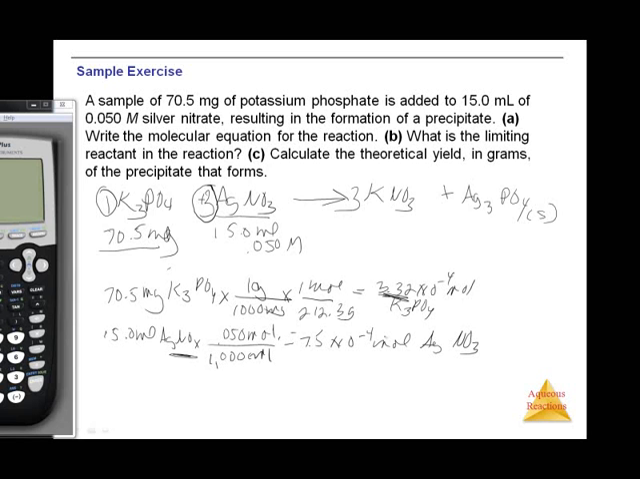Okay, so my answer to the limiting reactant is potassium phosphate. Okay, and then, whoops, not potassium phosphate, it's going to be the silver nitrate, silly me. It's going to be silver nitrate.